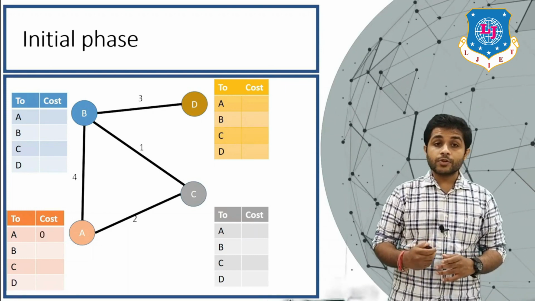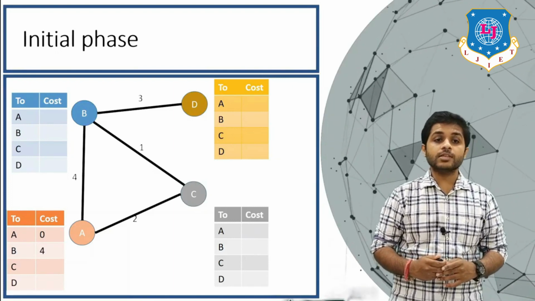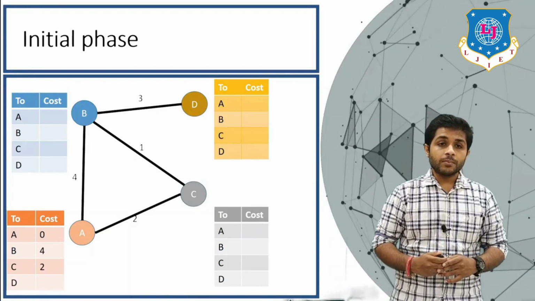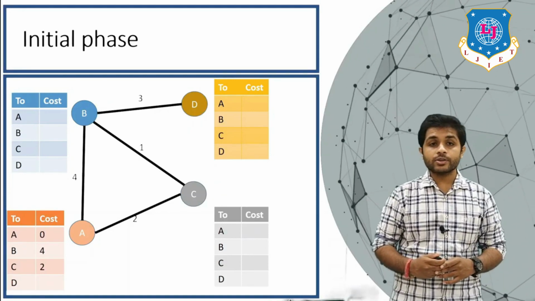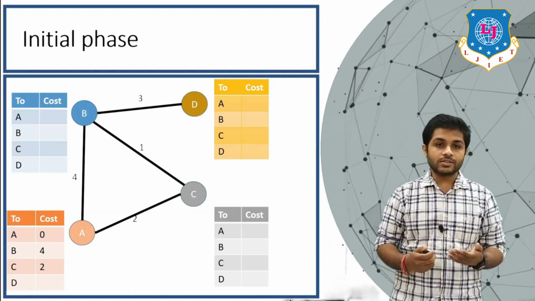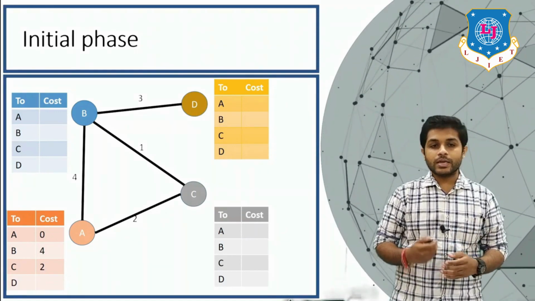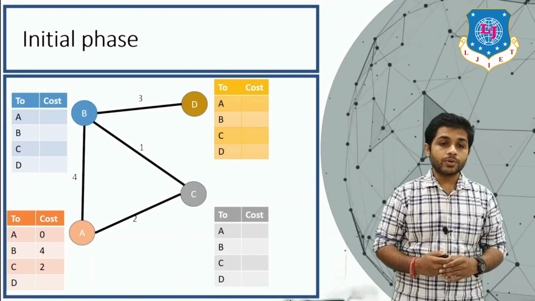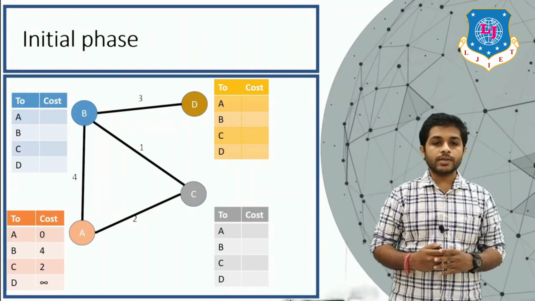Now the distance from A to B is 4 and the distance from A to C is 2. But router D is not connected to router A directly, so router A doesn't know the distance from itself to D. So in that case, it will put infinite in that field. Now what is the meaning of infinite?